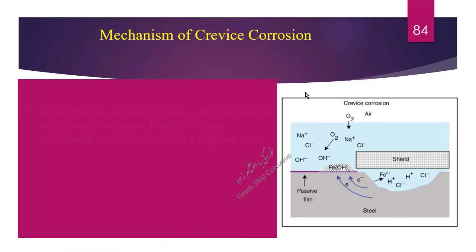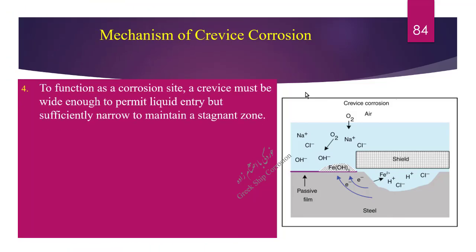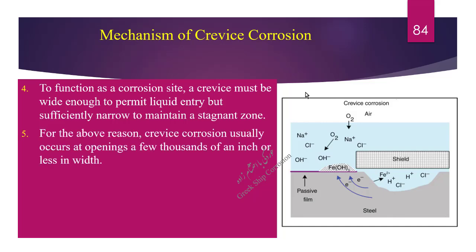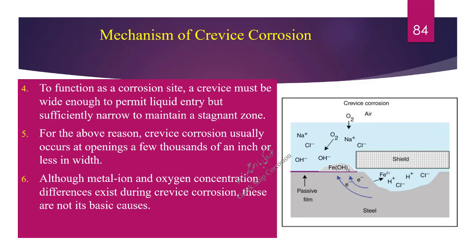Mechanism of crevice corrosion. 4. To function as a corrosion site, a crevice must be wide enough to permit liquid entry but sufficiently narrow to maintain a stagnant zone. 5. For the above reason, crevice corrosion usually occurs at openings a few thousandths of an inch or less in width. Although metal ion and oxygen concentration differences exist during crevice corrosion, these are not its basic causes.